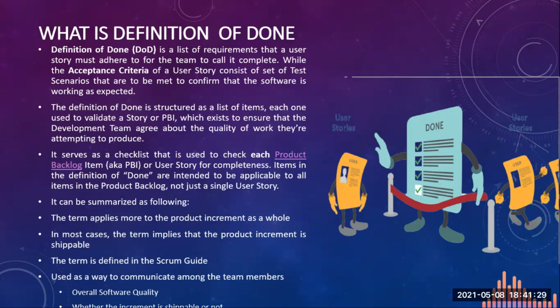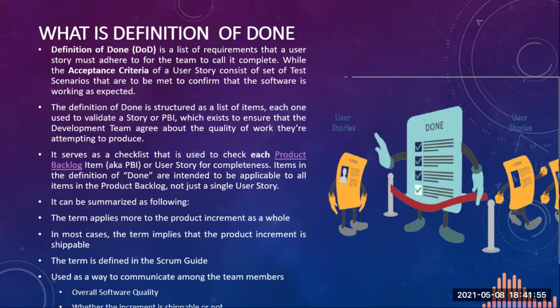Now let's have a deeper look on what we mean by definition of done. Definition of done is a list of requirements that a user story must adhere to for a team to call it complete. So it tells the developer when the user story is complete. What should user story accomplish? That is what definition of done is all about. While the acceptance criteria of user story consists of a set of test scenarios that are to be met to confirm that software is working as expected.